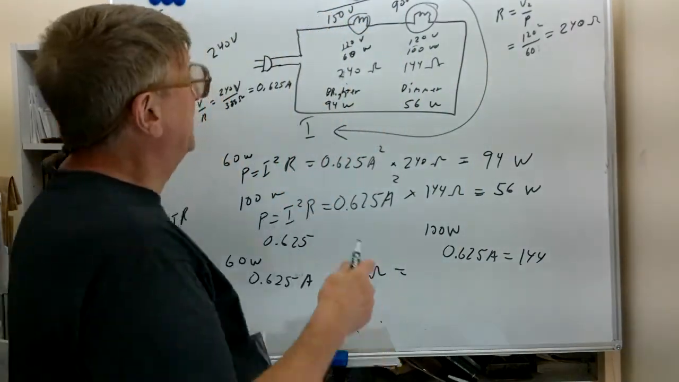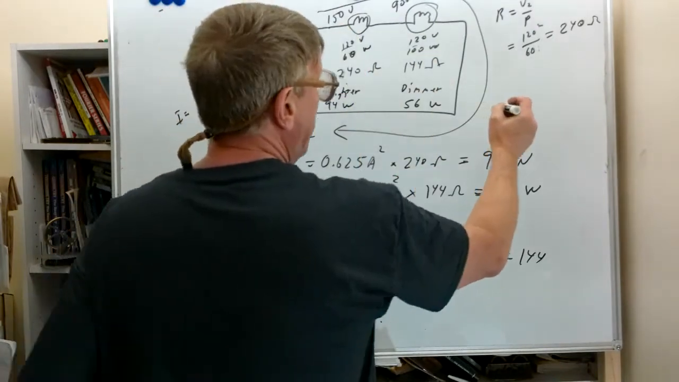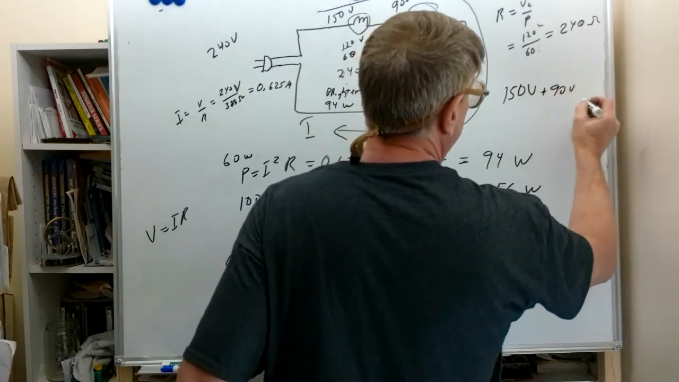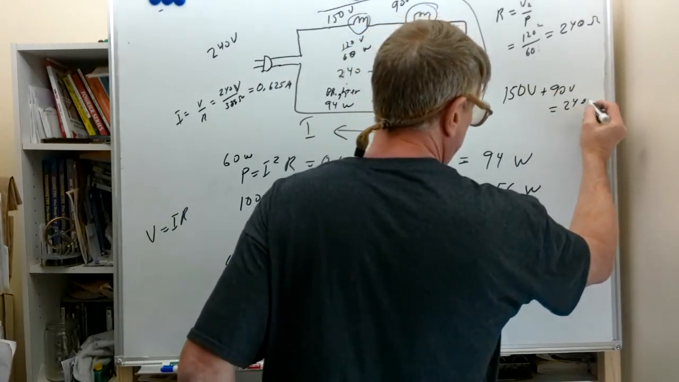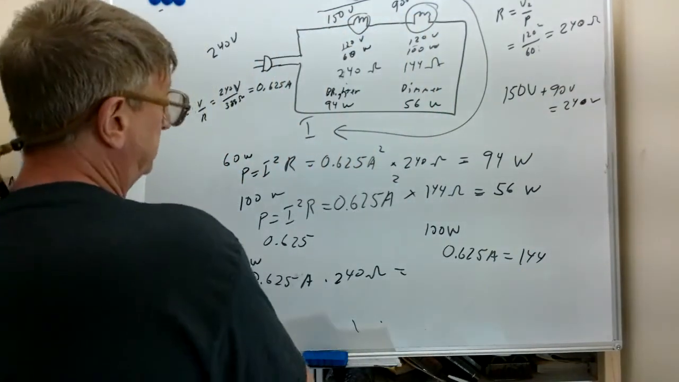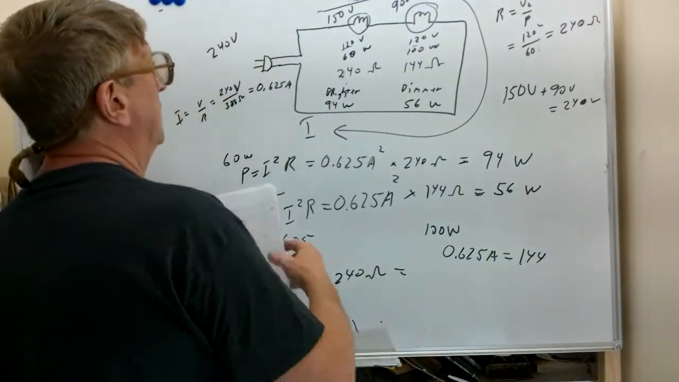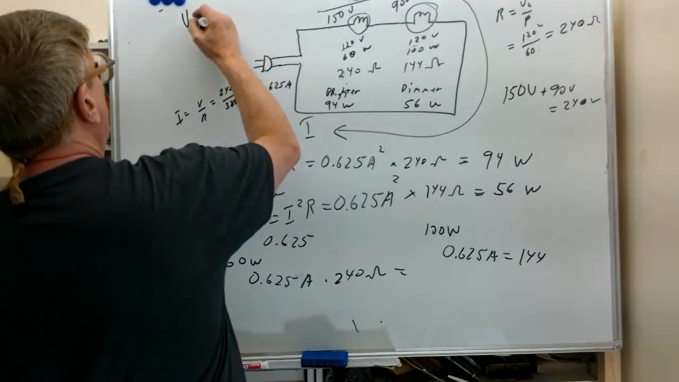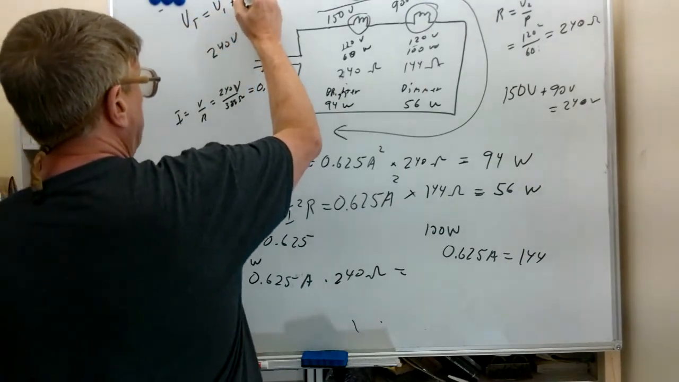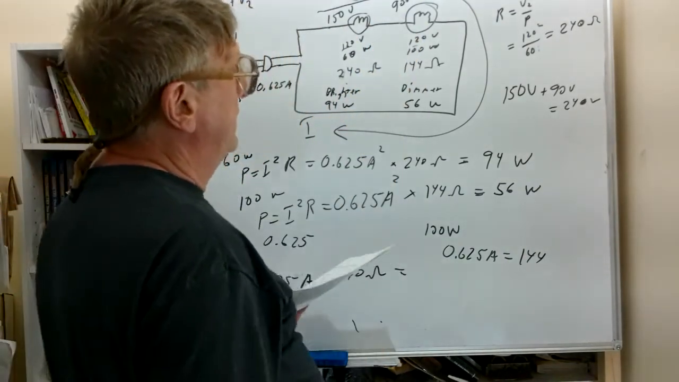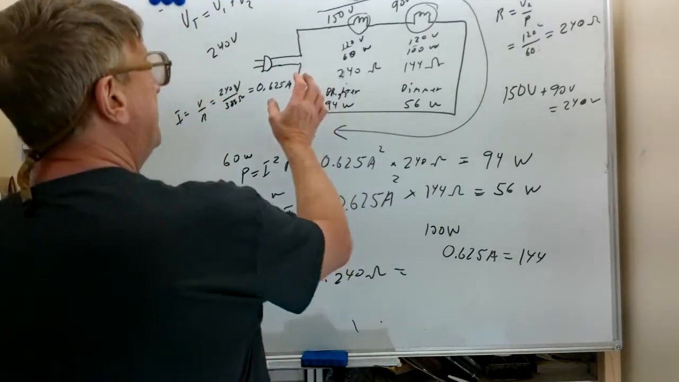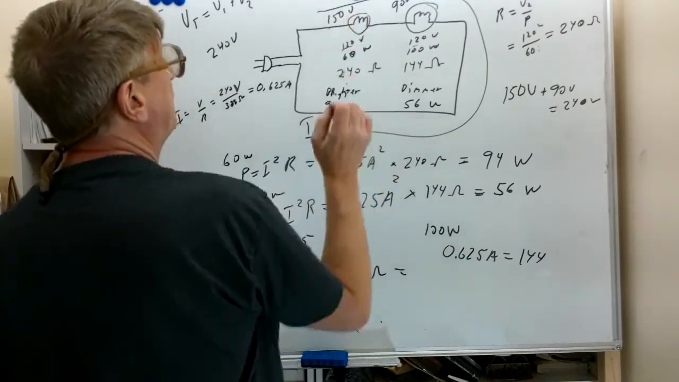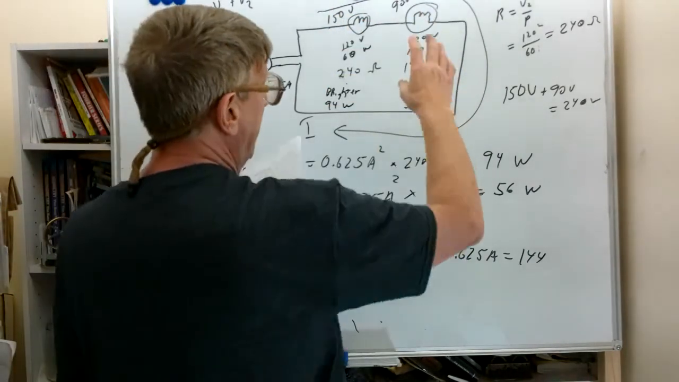But you will also notice that 150 plus 90 volts is equal to 240 volts. So we still have the proper V total equals V1 plus V2, 150 plus 90. So the voltages add up right, but they don't split right, and we end up basically overdriving the smaller load and underdriving the larger load.